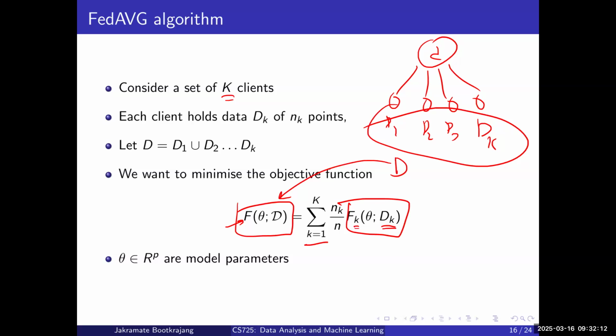So when you compute the cumulative loss function, the weight in front, this part, would be based on the number of data. So n is the total number of data, and n subscript k is the number of data for that device. So we break down the loss function of our centralized setting into a federated learning setting.